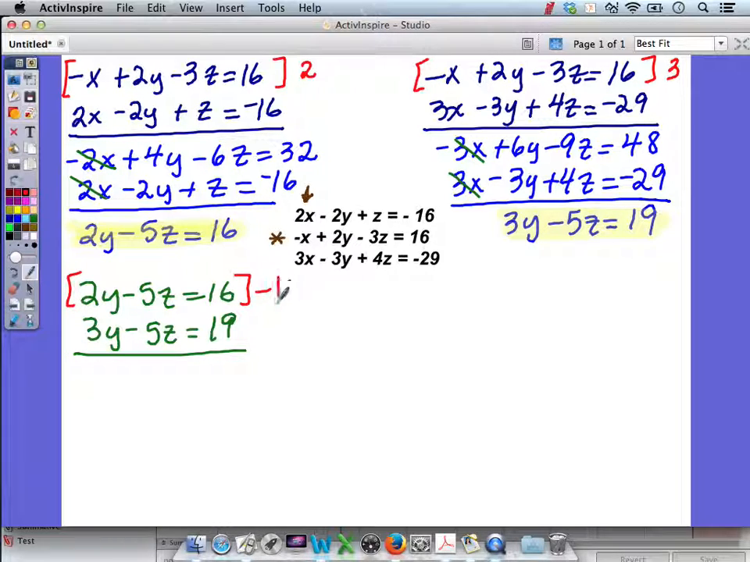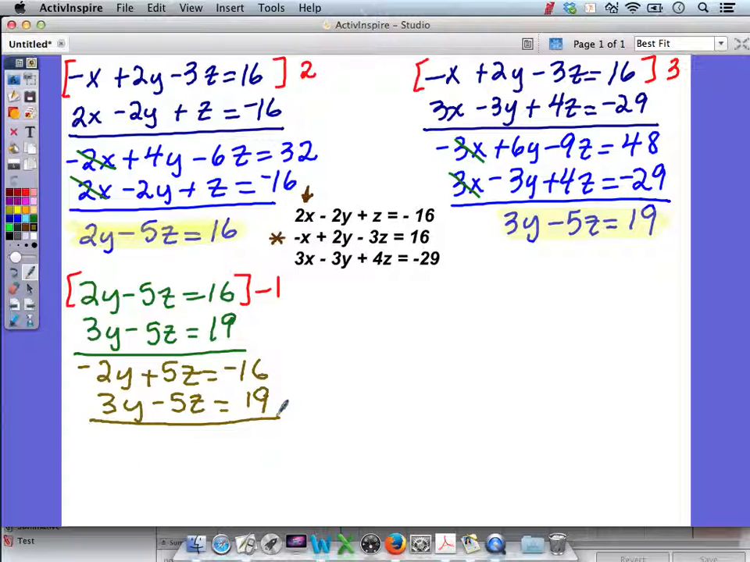Let me put this together. Negative 2y plus 5z is equal to negative 16. And then I'm going to bring down 3y minus 5z is equal to 19. When I add these together, I have that y equals 3. Y equals 3. So here's what I've done.